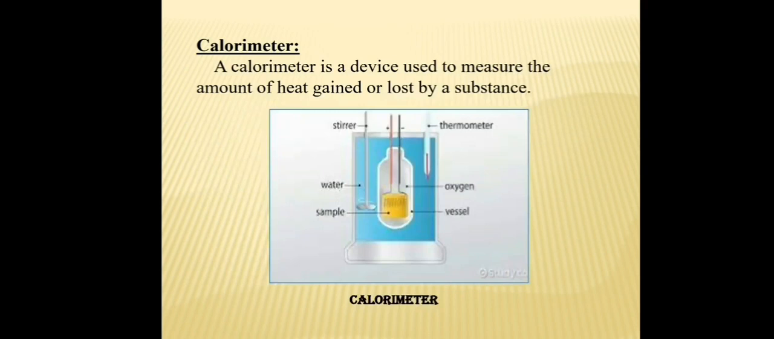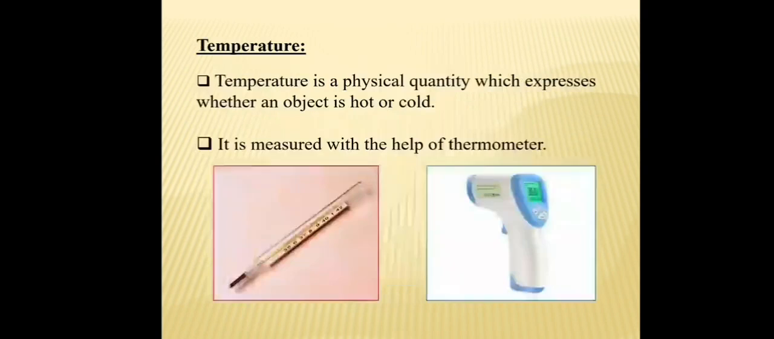A calorimeter is a device used to measure the amount of heat gained or lost by a substance. Like we measure our body temperature by using the thermometer, we can measure the amount of heat involved in a substance by using this instrument called a calorimeter. Okay, we need not go deep into it because this topic is not in your syllabus. So next we will see what is temperature.